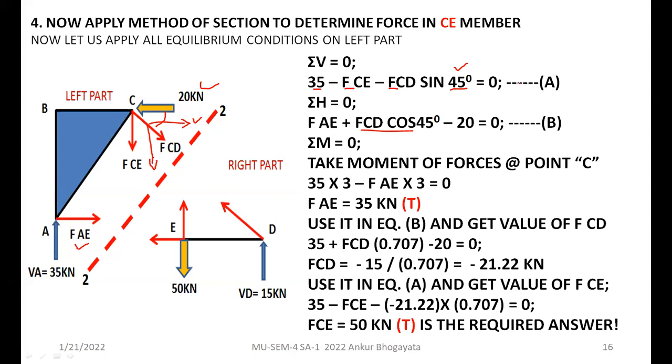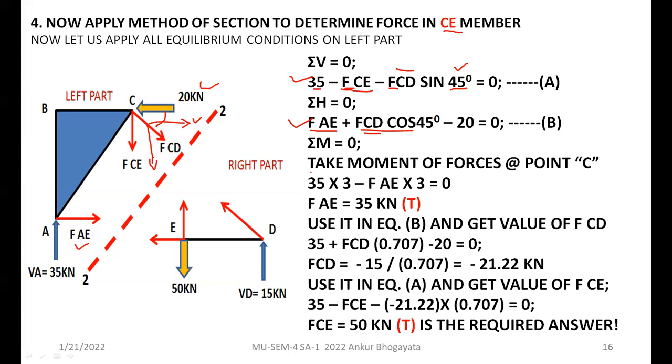Now, before you go for this step, observe this and this. Somehow if we get the value of AE, it will be easy for us to find CD. And once we have CD, you can further use it in another equation and you will find your dream force, that is FCE. This is what is wanted, right? This is the problem statement.